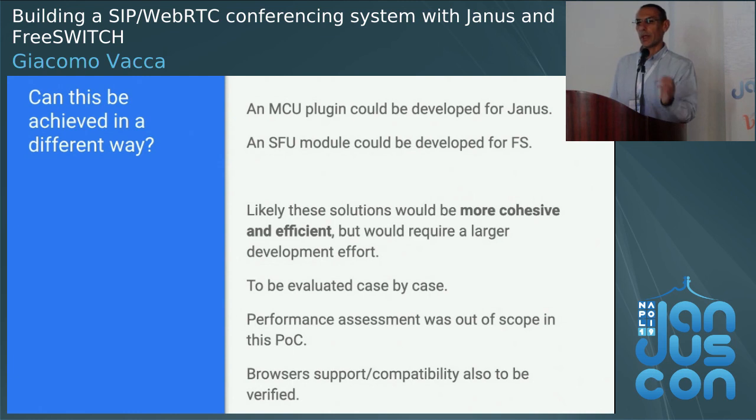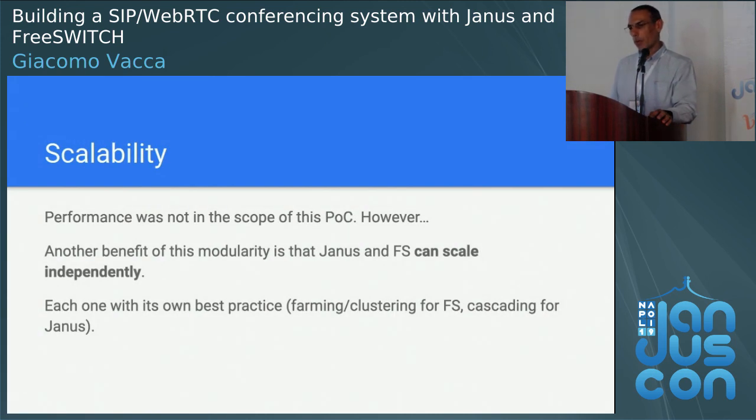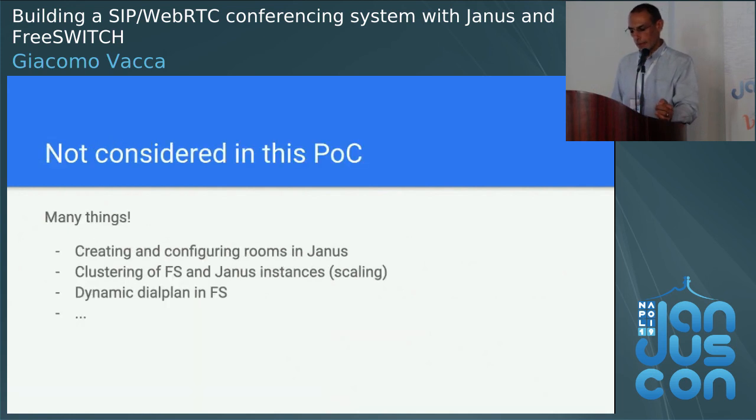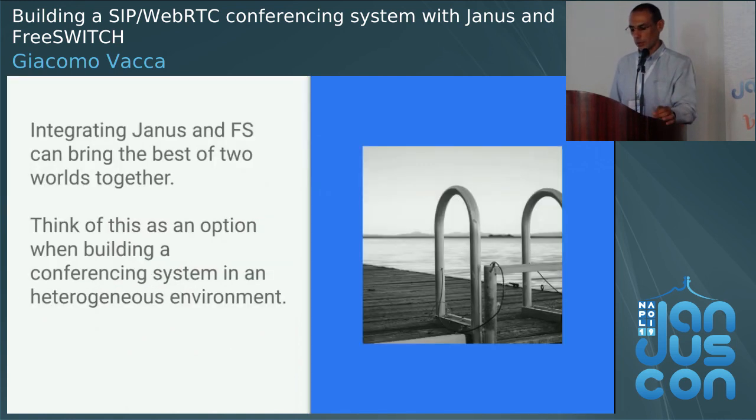Performance, scalability, and web browser compatibility were not in the scope of the proof of concept. Probably the scalability can be achieved separately. FreeSWITCH will scale as usual as a farm or a cluster, and in parallel Janus will scale as a cluster or in cascading mode separately, and this is probably another advantage of system integration. And the dial plan wasn't dynamic. The rooms weren't created dynamically during the POC. So these are all limitations of the proof of concept.